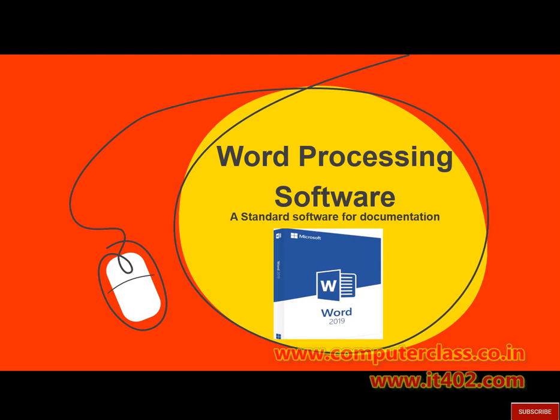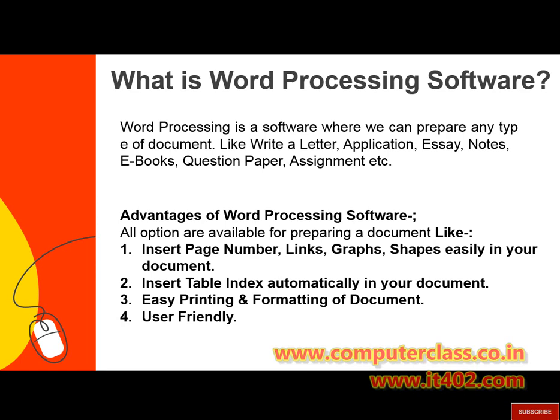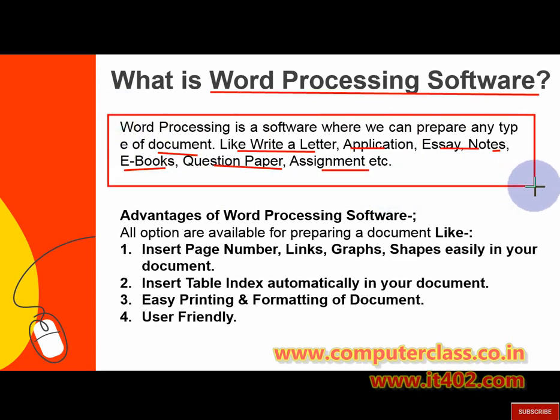So we know word processing software is used to prepare any type of documentation. With the help of word processing software we can easily prepare any type of document, like if we want to write a letter, application, essay, notes, ebooks, question paper and assignments on my computer. So I need this particular software, and it is known as word processing software. All those documentation works are easily done with its help.